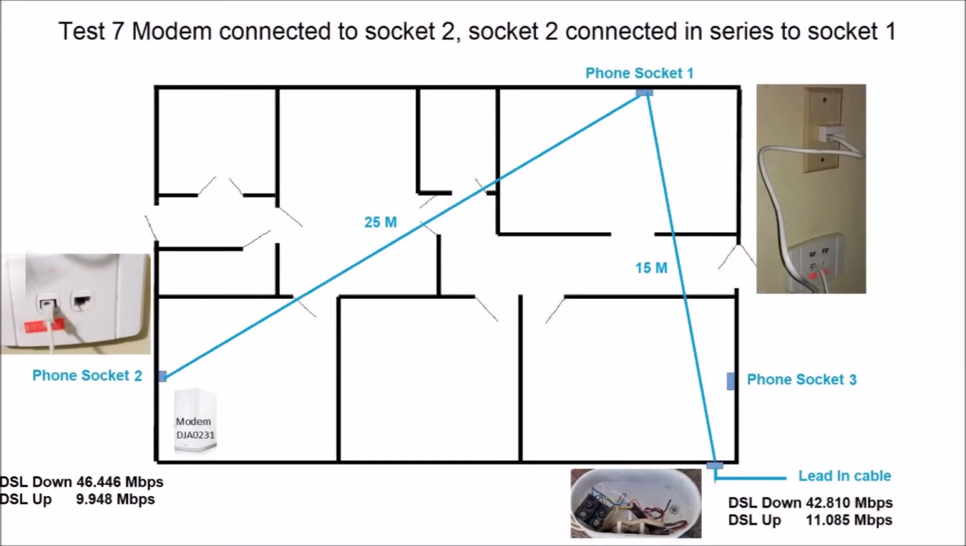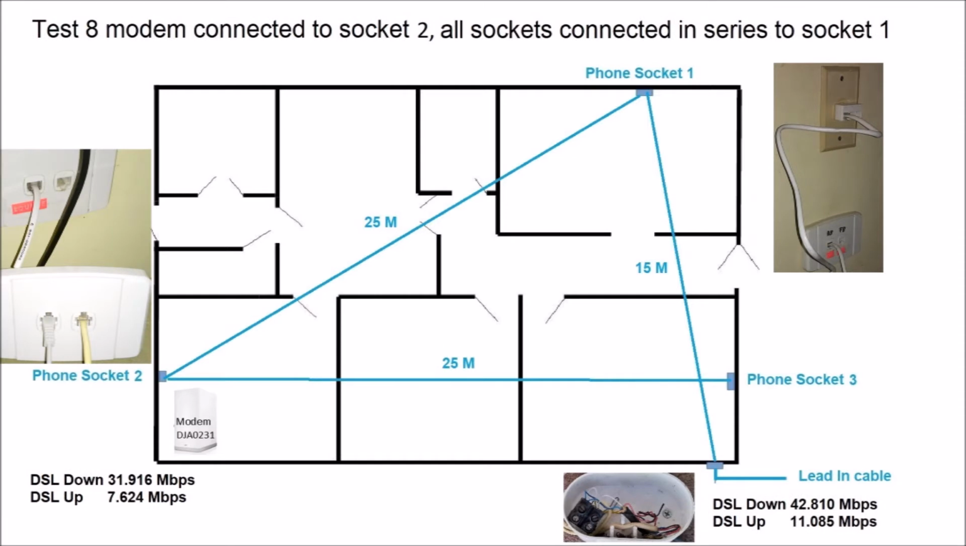Next, the 25 meter telephone extension cable was disconnected from socket 1. This resulted in the DSL download speed being about 4 megabits faster than the DSL download speed at the lead-in cable and about 1 megabit slower than the upload speed at the lead-in cable. In the next test, the 25 meter telephone extension cable was connected to the end of the Cat5e cable in parallel to the modem's connection. This resulted in the download DSL speed reducing by 25% and the upload DSL speed reducing by about 35%.